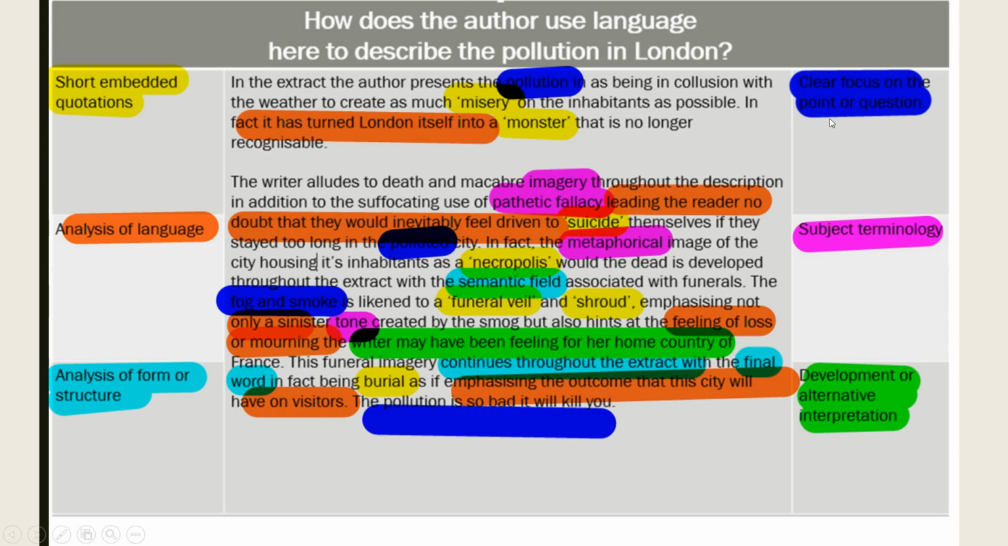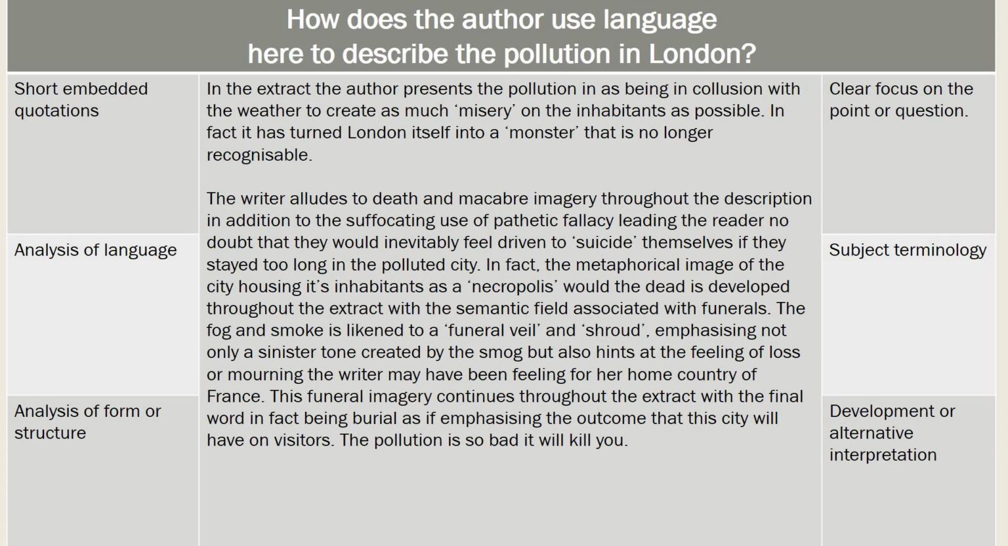Is there a clear focus on the question? Yes, I mentioned pollution at the beginning, mention it again in the middle, talk about fog and smog here, and mention it at the bottom. Do I talk about subject terminology? Yes. Imagery, pathetic fallacy, metaphorical tone. Do I develop an answer? I do. I talk about feeling of loss, and then I talk about how the writer may have been feeling, you know, that loss for her home country. So although it was a bit clunky because I hadn't proofread it, I did what I was meant to do.